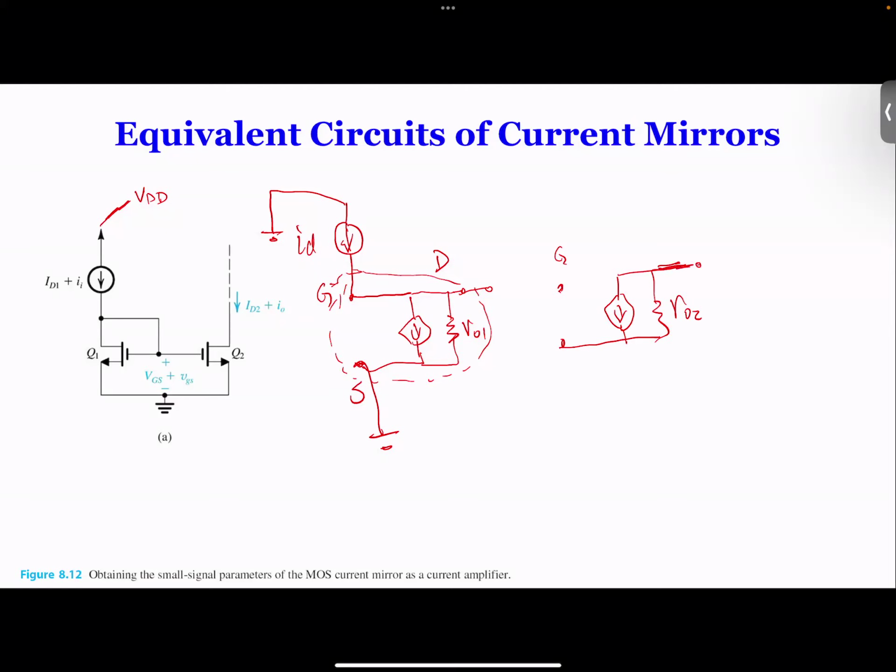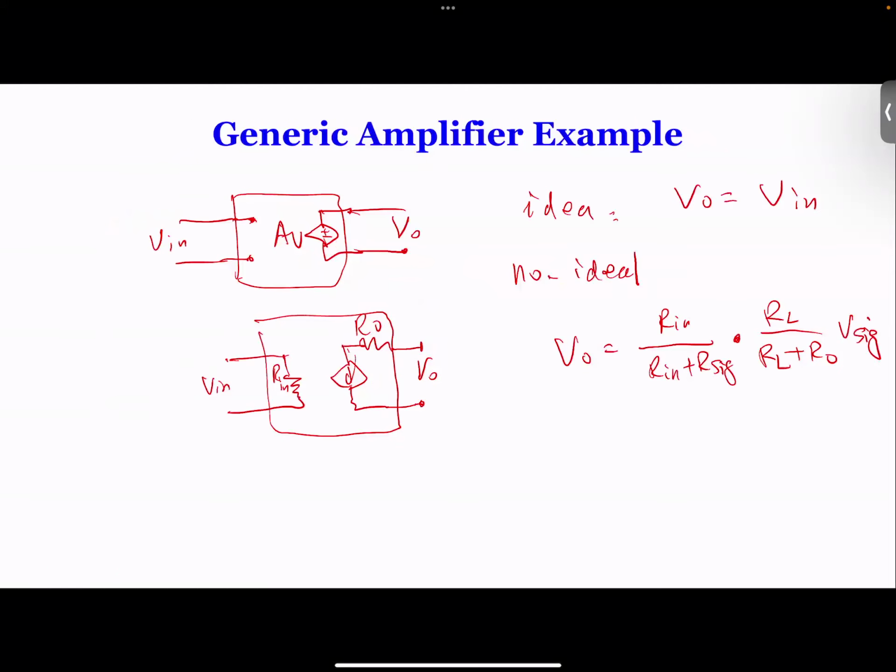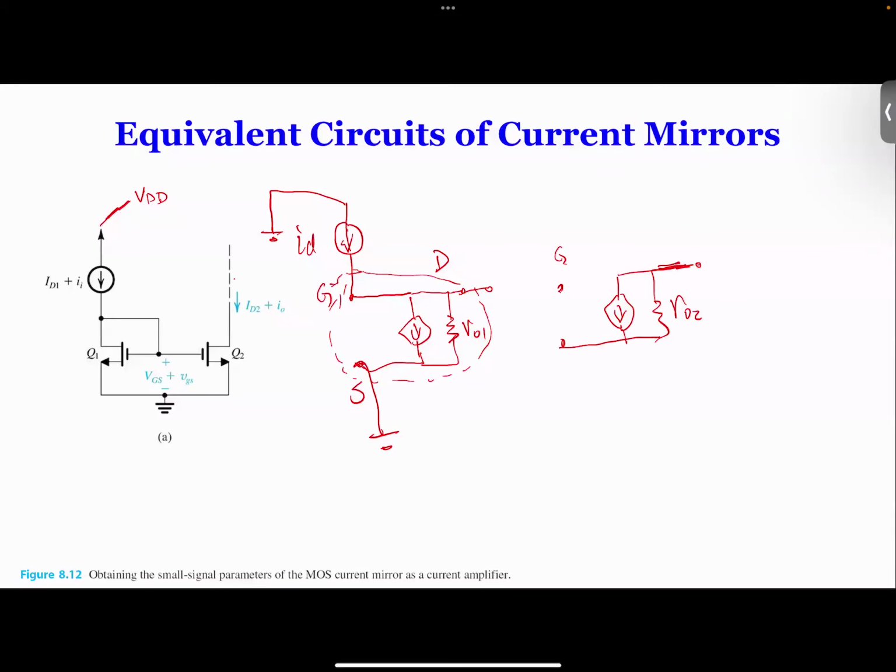And here is our output. Now the output is over here. See, the output is right here, and the output is here. So for Q2, what is connected to the source? Also ground, so we can ground that. How about the gate? Where is the gate connected? So we can connect this to ground, which means this is going to be connected like this, right?